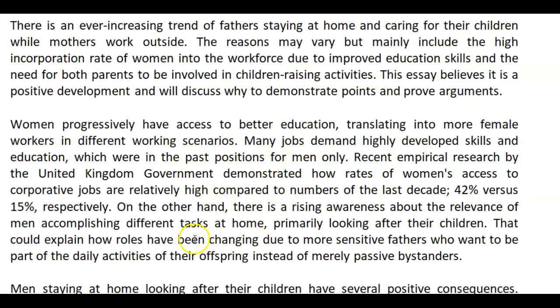All right, you talked about accomplishing different tasks, primarily looking after their children. There was more to it. It needed more development. Yes, I agree with focusing on... I'm glad you focused on both of them. So you didn't focus just on men. You didn't focus just on women. But I thought there still was a little more to do here.